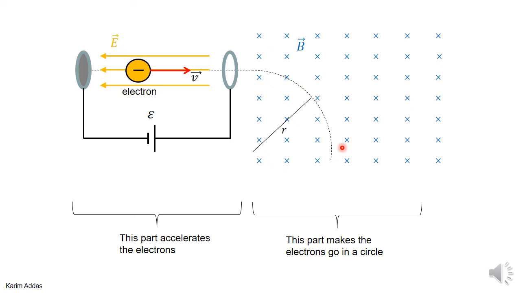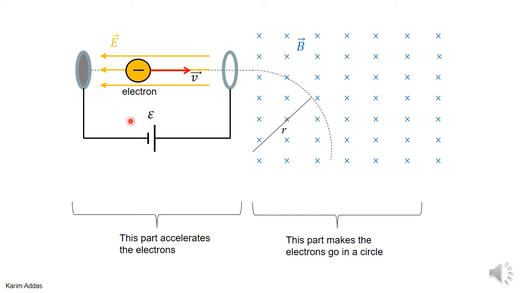magnetic field. In this case it's into the page, and when the charged particles enter this region, they'll deviate and move in a circular path. So the function of this part is to start the charges moving and make them reach a certain final speed that you want, and then they enter the region with that speed, and then they move in a circular path.